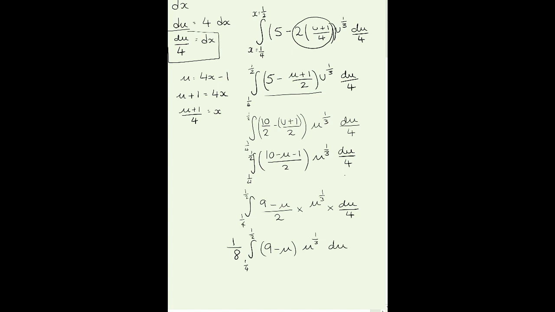Expanding this one now, we are then ready to integrate. So expand that bracket, the eighth comes out the front here. I've got a quarter and a half. I'm integrating 9u to the third minus, and this is u to the 1 times u to the third, so add the powers, u to the 4/3 du.